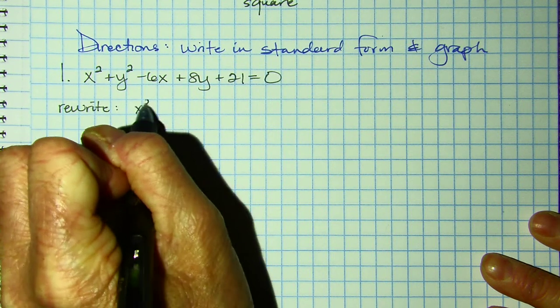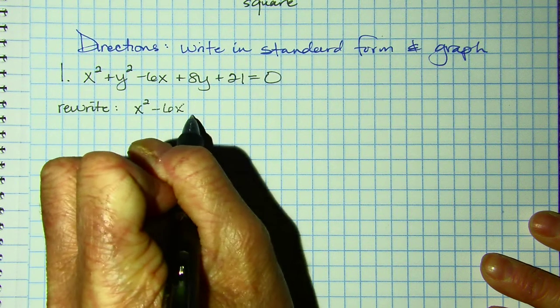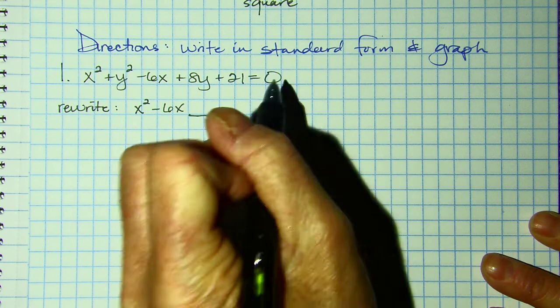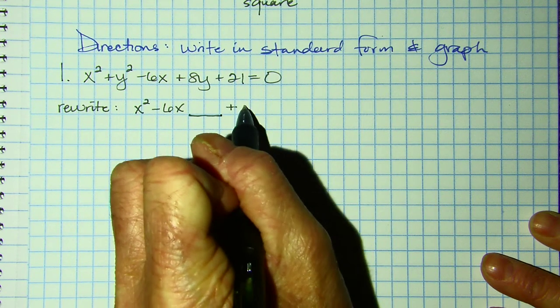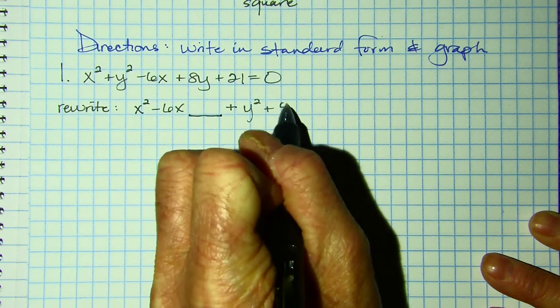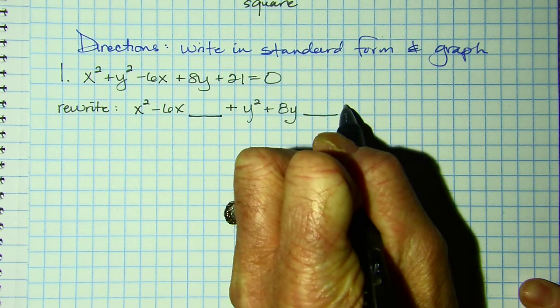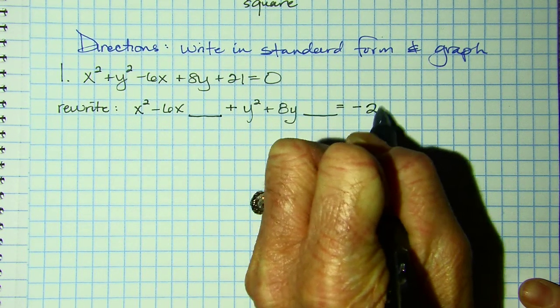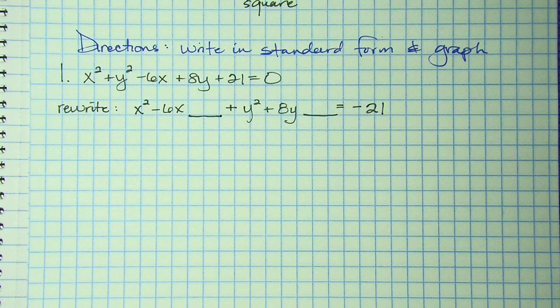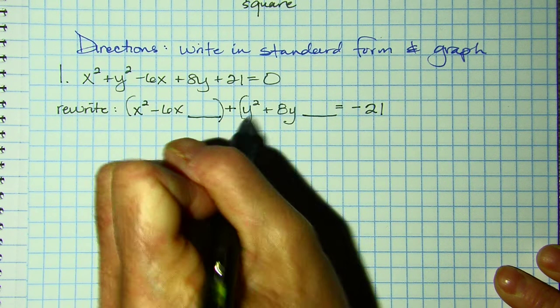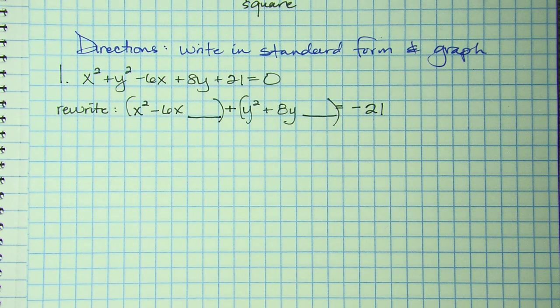So x squared minus 6x, and I'm going to leave a spot because we're going to end up completing the square. Okay, and then I'm going to organize my y terms, y squared plus 8y, and I'm going to leave a space. And then I'm going to subtract 21. So I'm going to rewrite it. Notice I grouped my x terms, I grouped my y terms, and I moved the 21. And now we're going to complete the square for both.